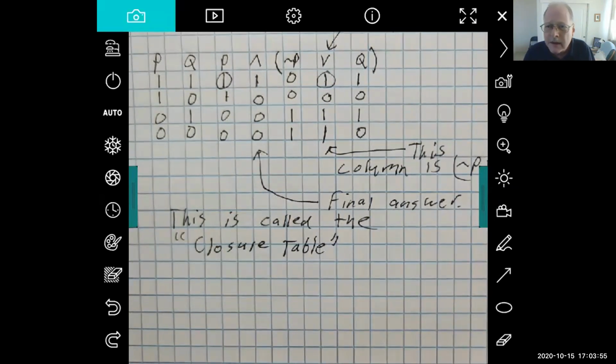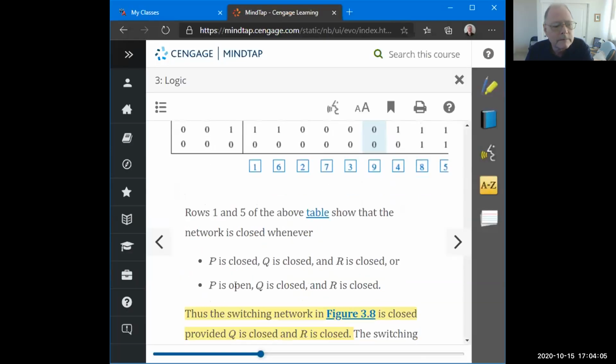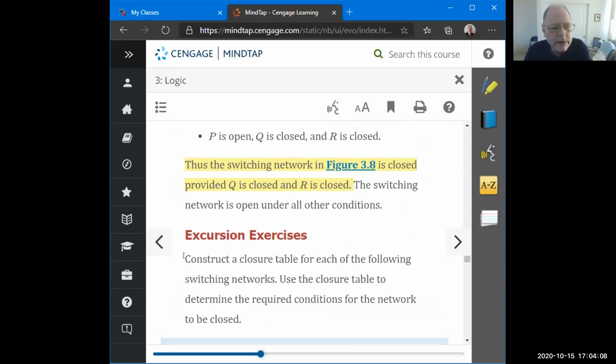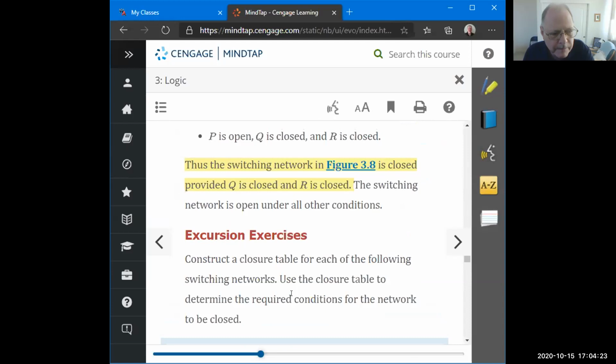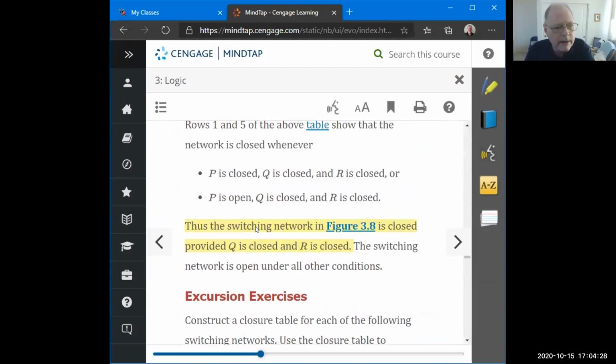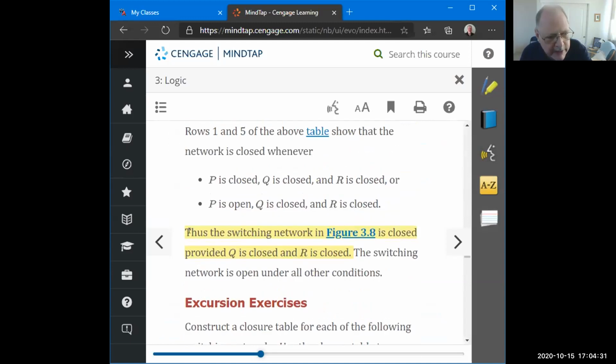Now, let's look at the way the questions are worded over here. They say construct the closure table, but then they say something else. You can't just ignore the second sentence. Use the closure table to determine the required conditions for the network to be closed. So they say to do this thing where you determine, and then you look up here in the example and you see how they answered it in the example.